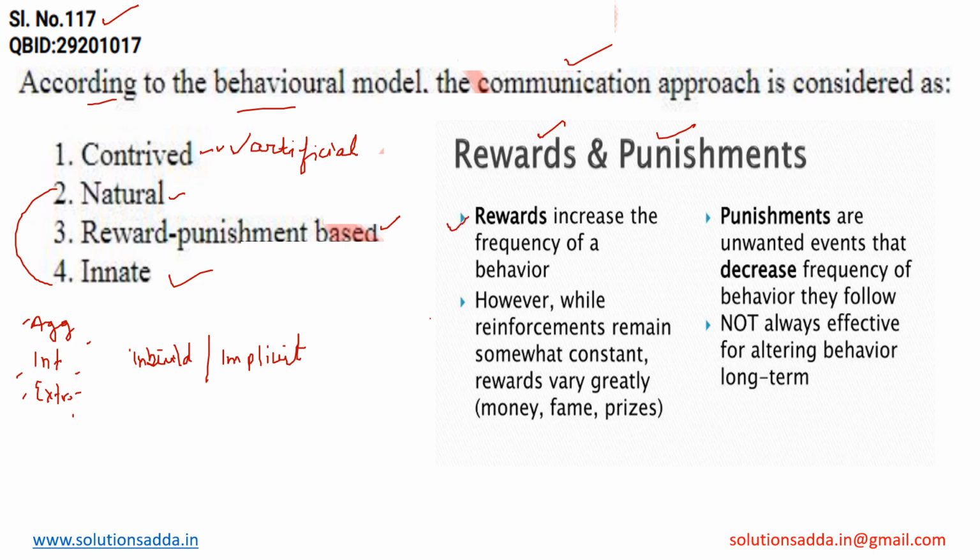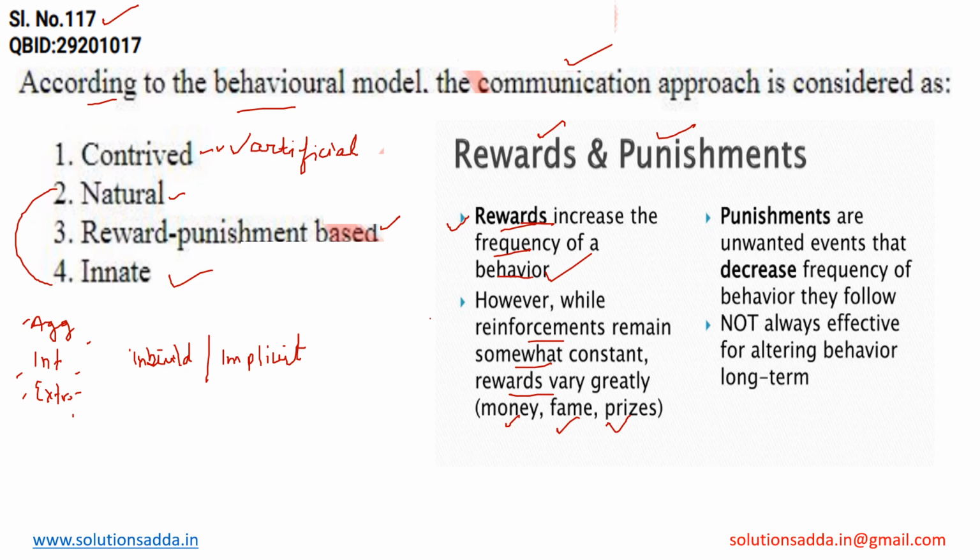Here reward means something that increases the frequency of the behavior. When a student does his or her homework on time and the student is given a reward, that means it increases the frequency of the behavior, while reinforcement remains somewhat constant. Now rewards vary greatly; rewards can be money, rewards can be fame, and rewards can be a prize as well.